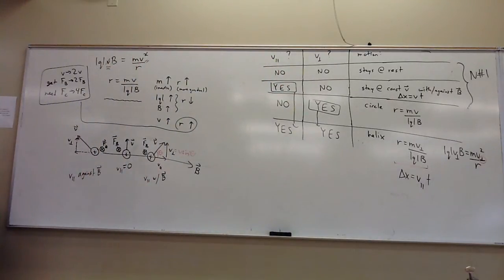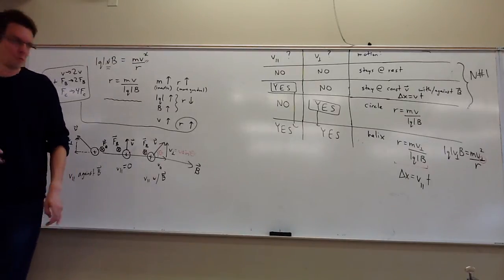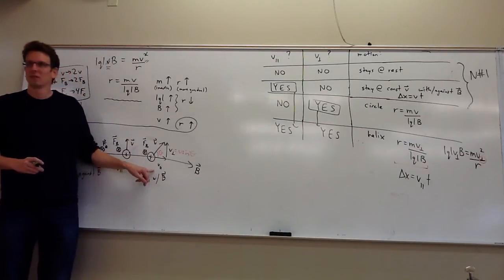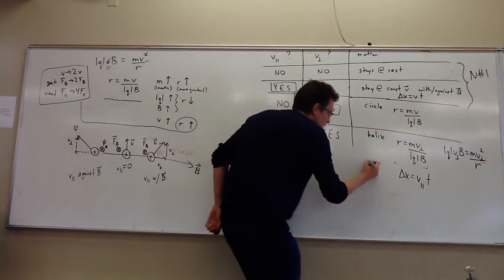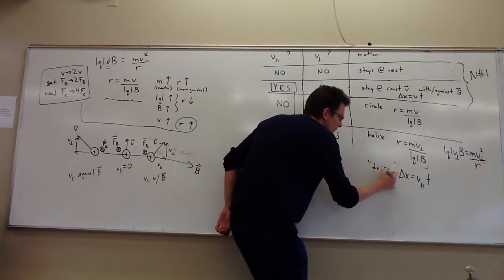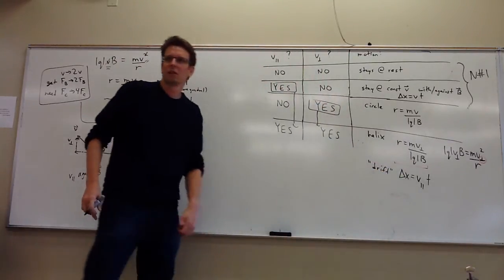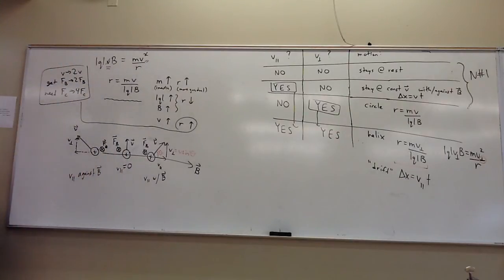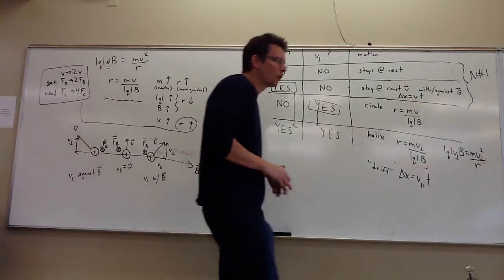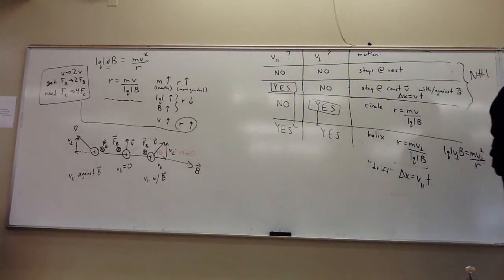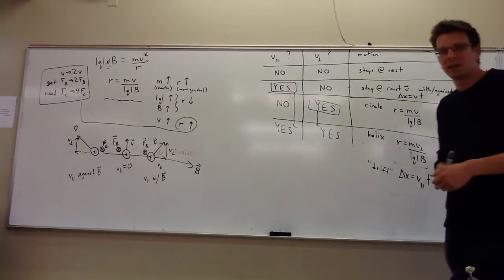Now I have to acknowledge the fact that one component is used for one purpose, for drift. I guess I can call this drift. And the other component is used for circling. So circle plus drift equals helix. Those are the different possibilities for trajectories. Okay.